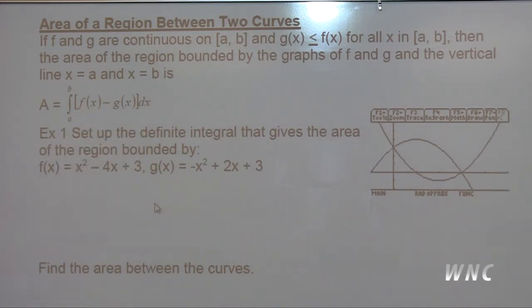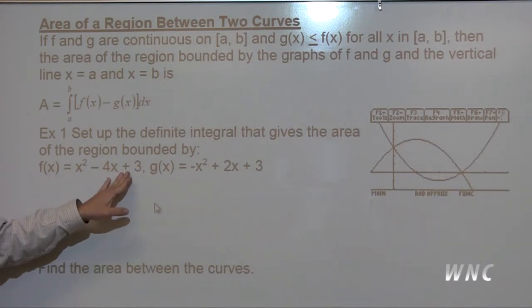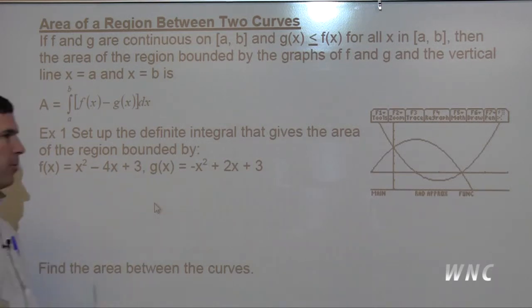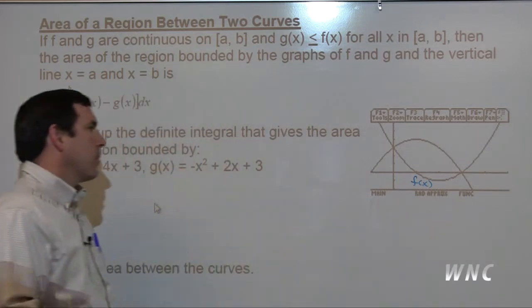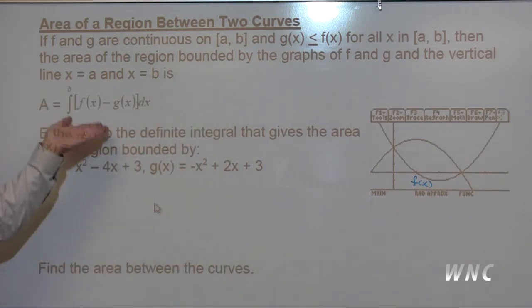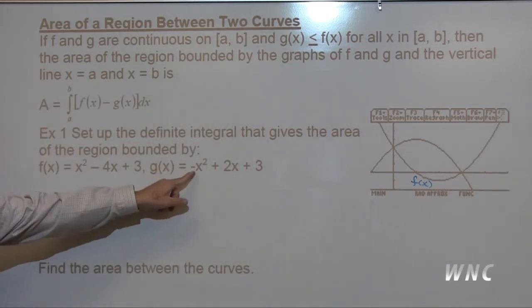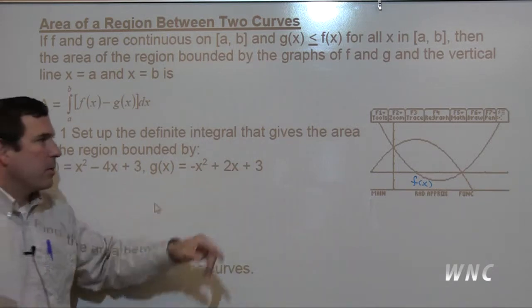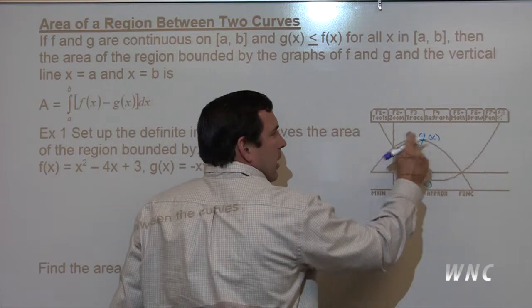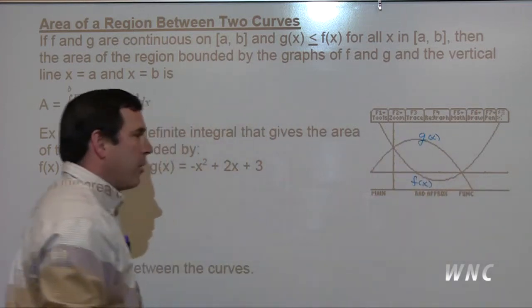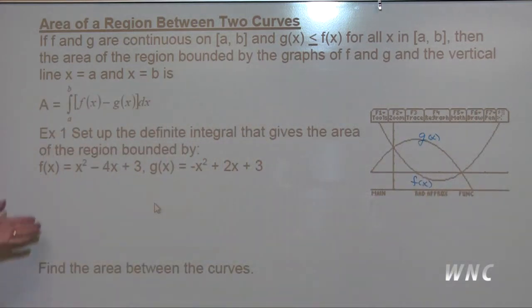So example 1, set up the definite integral that gives the area of the region bounded by f of x equals x squared minus 4x plus 3. That would be this one. Here's our f of x. It's a parabola opening up, and g of x equals negative x squared plus 2x plus 3. This is g of x up here. It's the parabola opening down. So the first part says to set up the definite integral.